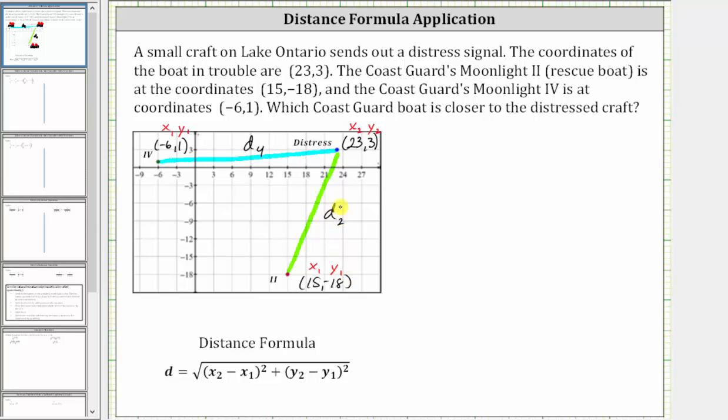Let's begin by determining the distance d sub 2. D sub 2 is equal to the square root of the quantity x sub 2 minus x sub 1 squared, which is going to be 23 minus 15 squared, and then plus y sub 2 minus y sub 1 squared, which is 3 minus -18 squared. And now let's simplify inside the parentheses.